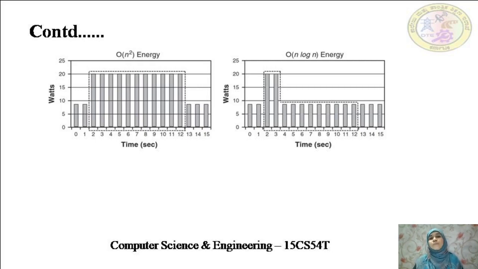The area within the dotted lines, as you can see clearly in the graph, there is a dotted line in both the diagrams. Can you see it clearly? Yes, it is clear. So what is the dotted line? The area within the dotted line represents the total energy consumed over 12 seconds.